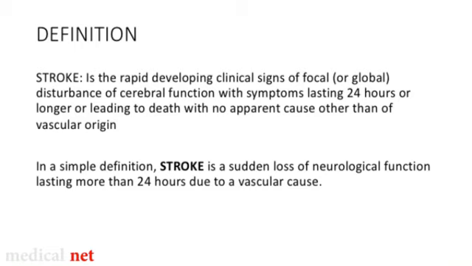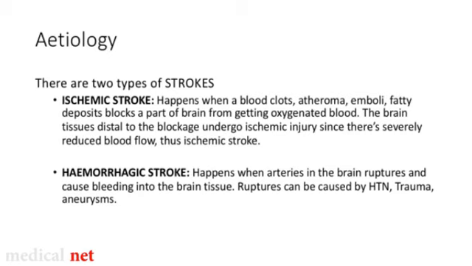So, etiology of stroke, we have two types of stroke. Ischemic stroke. This is a type of stroke which happens when a blood clot or atheroma or emboli or fatty deposit blocks a part of the brain from getting oxygenated blood. The brain tissue distal to the blockage undergoes ischemic injury since there is severely reduced blood flow, thus ischemic stroke.